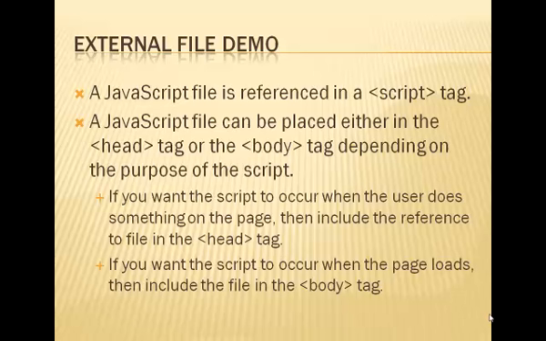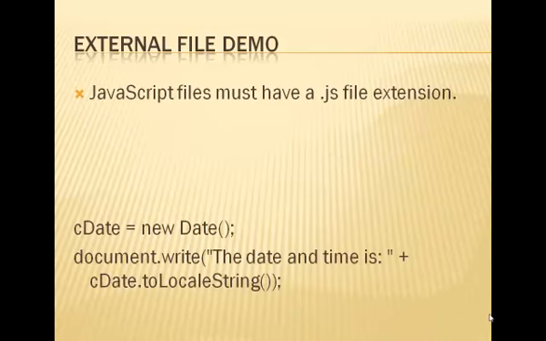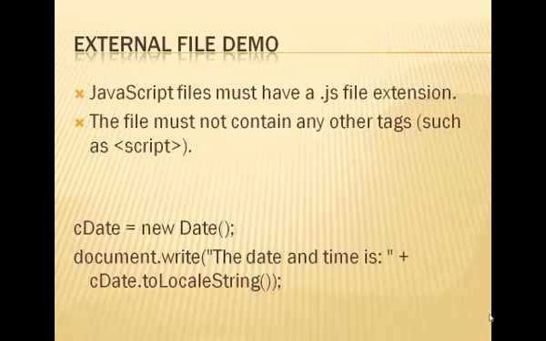So if you want the script to occur when the user does something on the page, then include the reference to the file in the head tag, which we talked about earlier. If you want the script to do something when the page loads, then include the script in the body tag, such as if you want the date and time to load automatically, reference that JavaScript file in the body tag. Okay, and so JavaScript files must have a .js file extension, and the file must not contain any other tags.